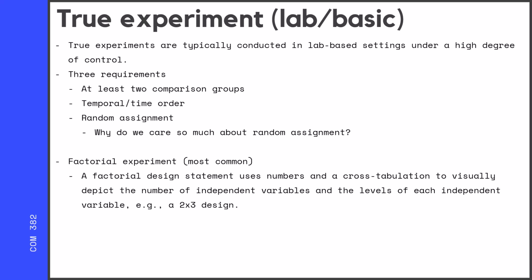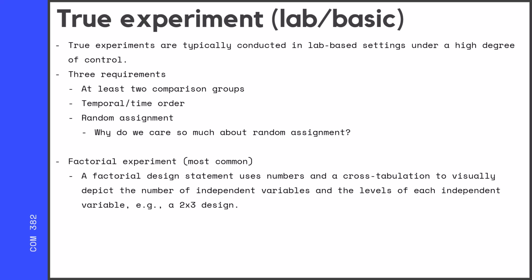True experiments are typically conducted in a lab-based setting under a high degree of control. There are 3 requirements for a true experiment. 1 is that there are at least 2 comparison groups. 2, that there's a time order that we just talked about. And 3, true experiments require random assignment. Okay, random assignment is important.